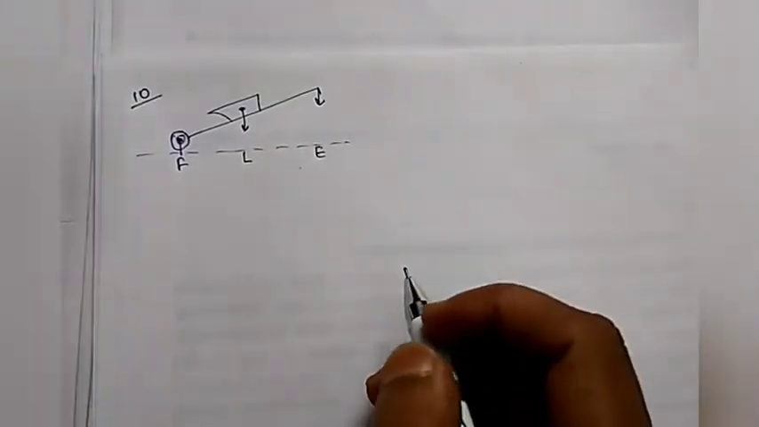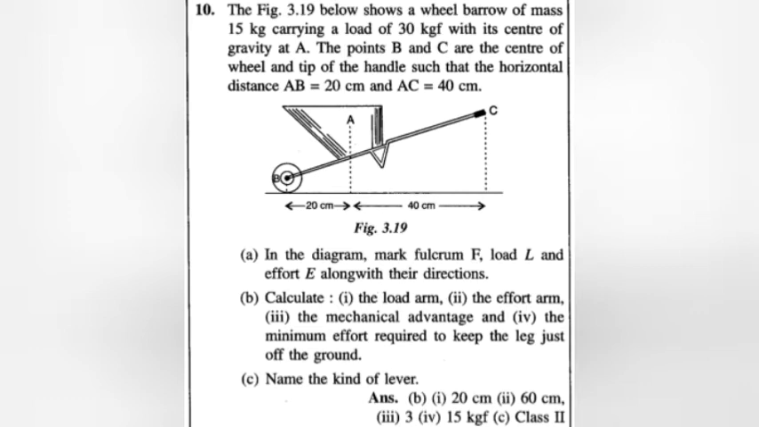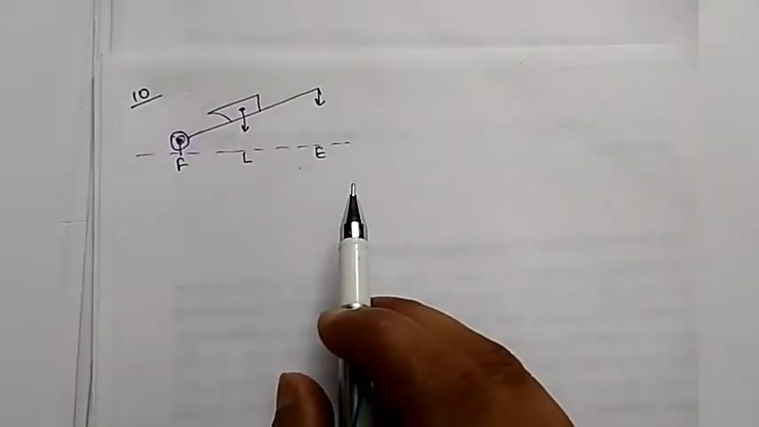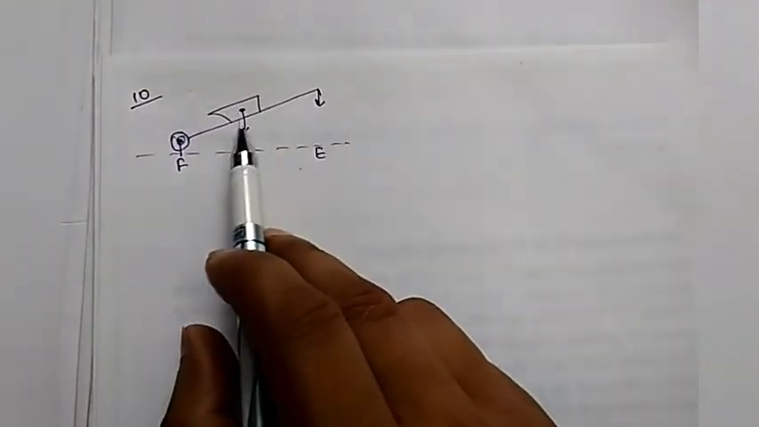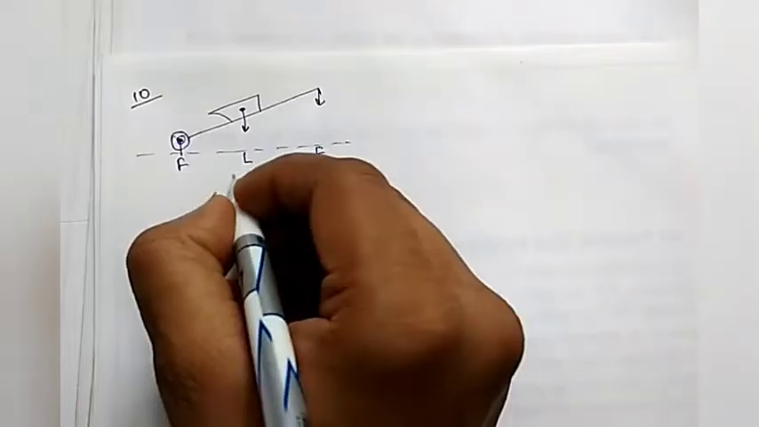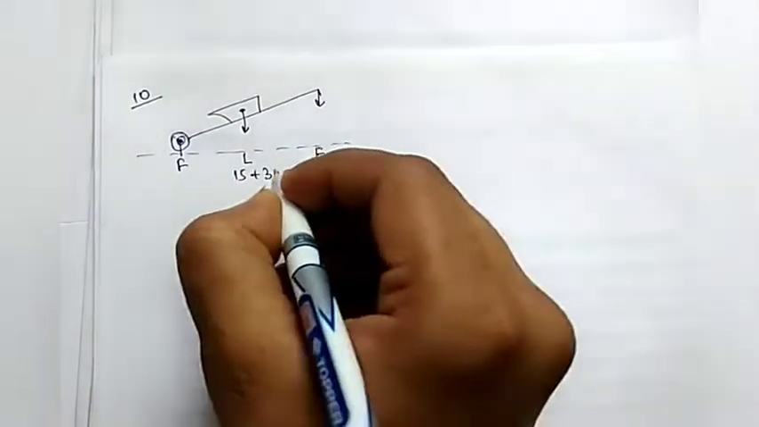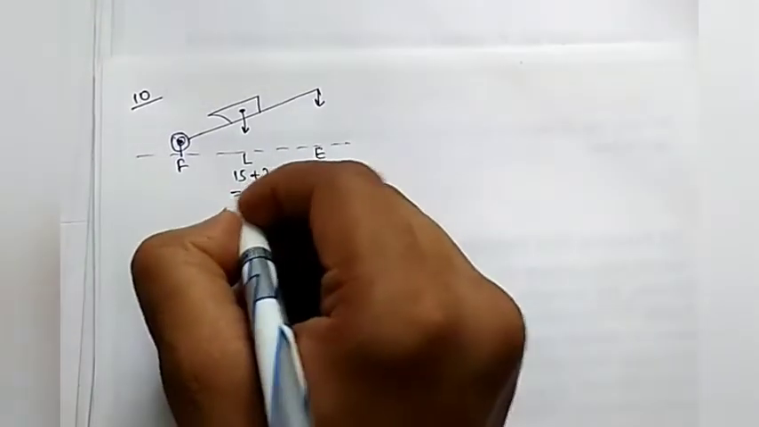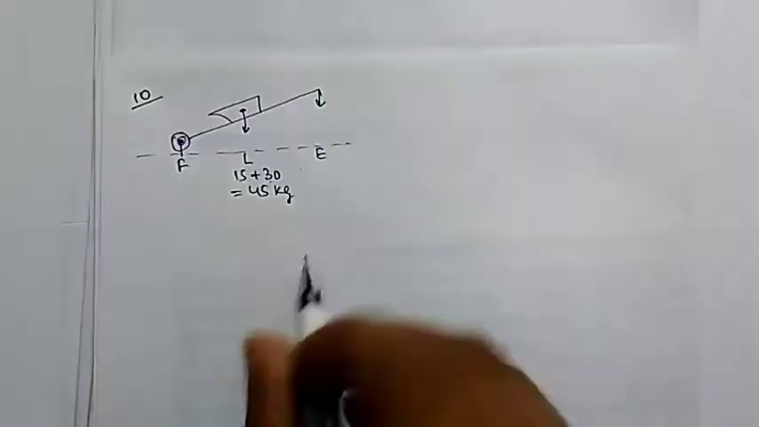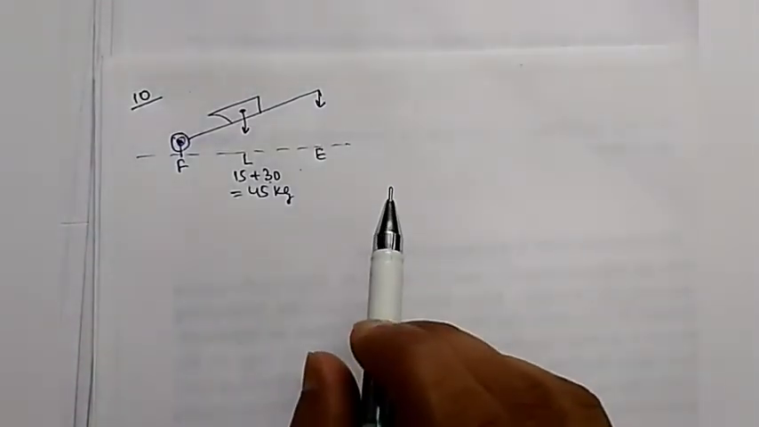In question number 10, a diagram of a wheelbarrow is given of mass 15 kg. The mass of the wheelbarrow is 15 kg and it is carrying a load of 30 kg. Means the total load is 15 plus 30, that is equal to 45 kg. That is the total load with its center of gravity A.